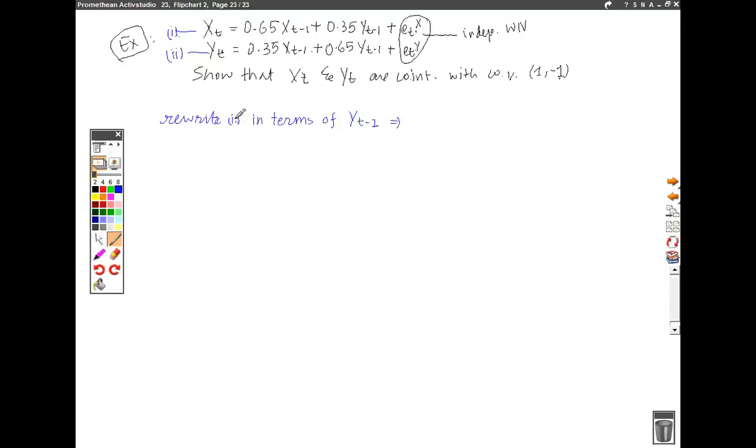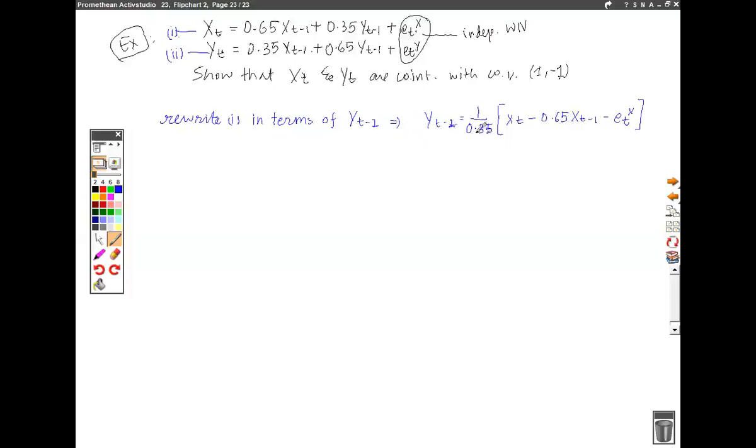So if I rewrite my first expression in terms of yt minus 1, what will I get? I will have yt minus 1 isolated on my left hand side. And again, I know I'll have to divide all of the expressions that I have here by 0.35. And on the other side, I'll have xt minus 0.65 xt minus 1 and etx. So minus etx, right?